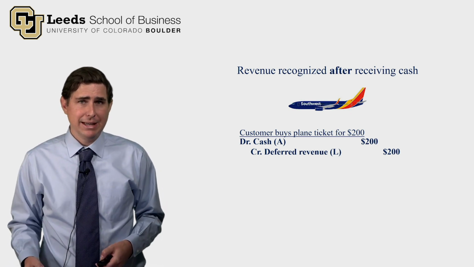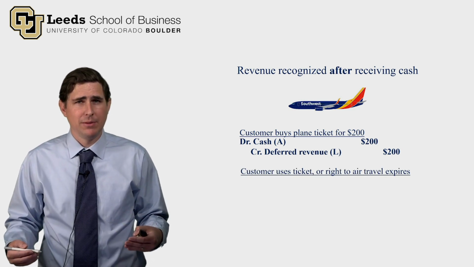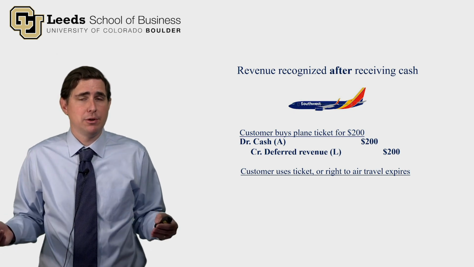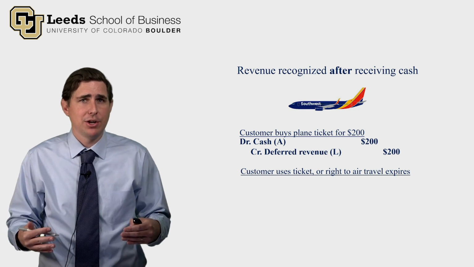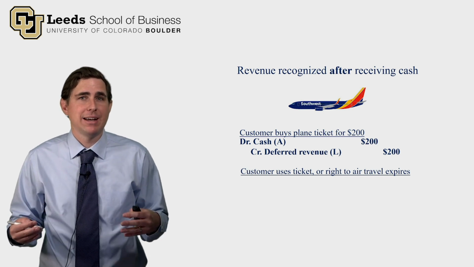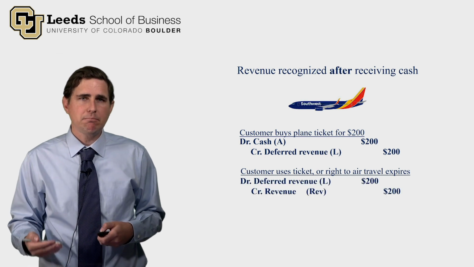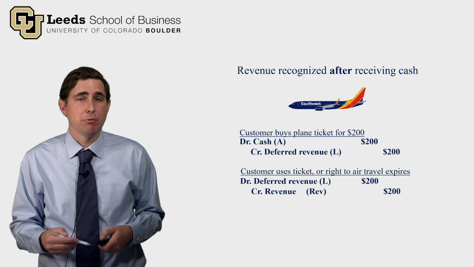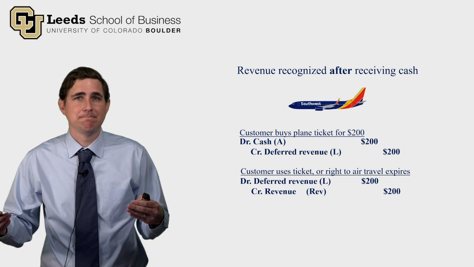The next activity is that you'll either take the flight using the ticket or your right to air travel expires because, for example, you missed your flight. So once Southwest has satisfied its performance obligation in one of these ways, they can now credit the revenue balance, recognizing revenue. And so the journal entry when the customer uses the ticket is a credit to revenue and a debit to deferred revenue, reducing deferred revenue to zero and recognizing revenue on the income statement.